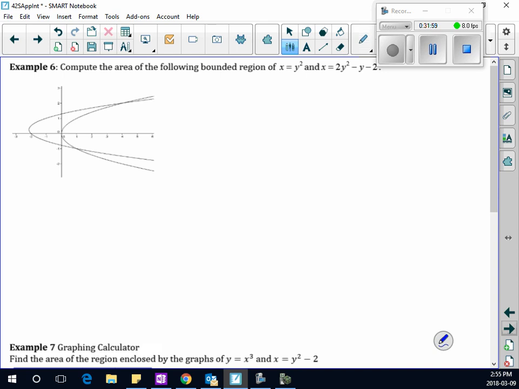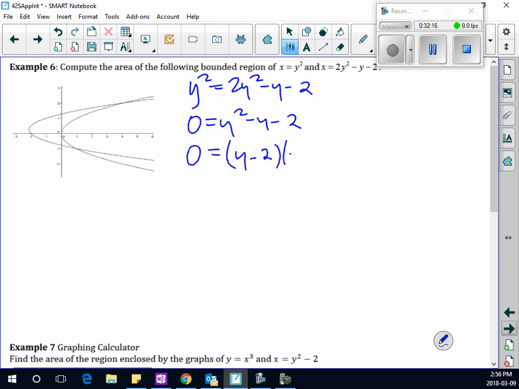Yeah. Okay. So now I need to figure out where they intersect, and that's pretty easy, right? Set them equal to each other. So y squared equals 2y squared minus y minus 2. 0 equals y squared minus y minus 2. And you know they're always going to factor if it's not on a calculator. So that means y equals 2 and minus 1. So there is minus 1, and there's the height of 2, right?